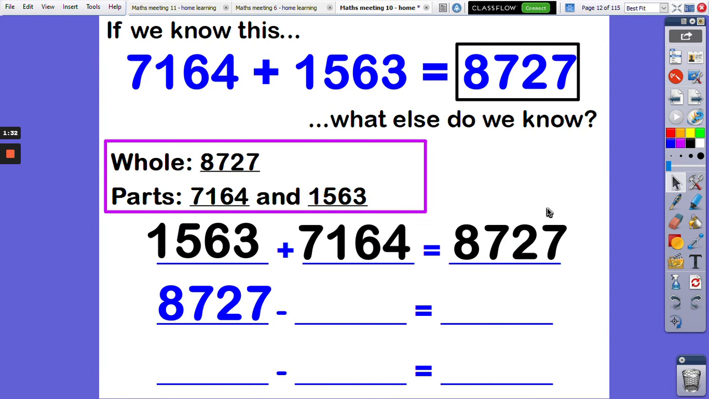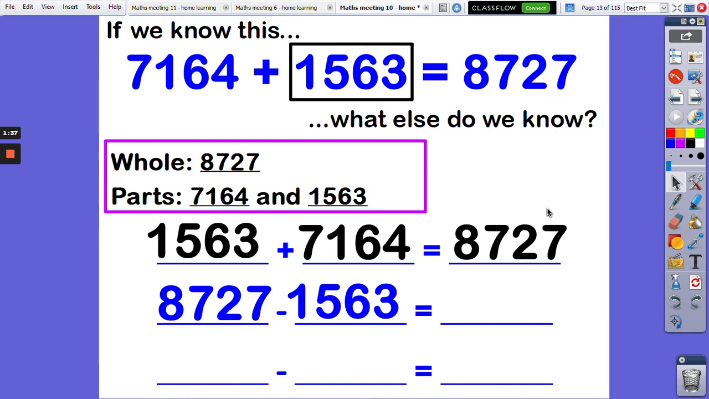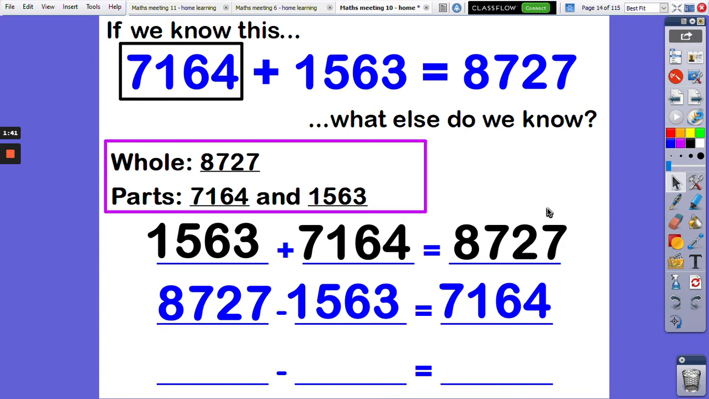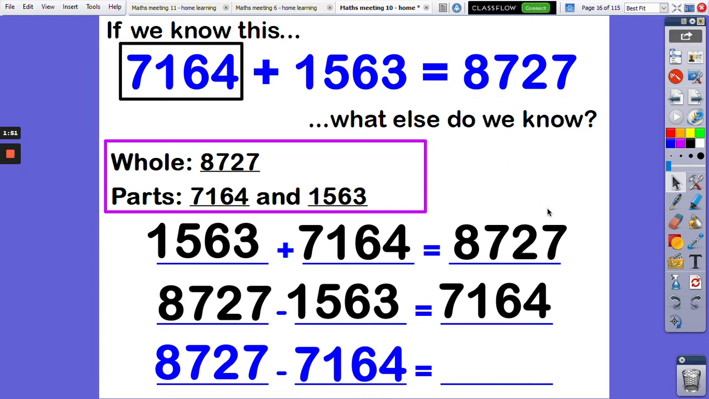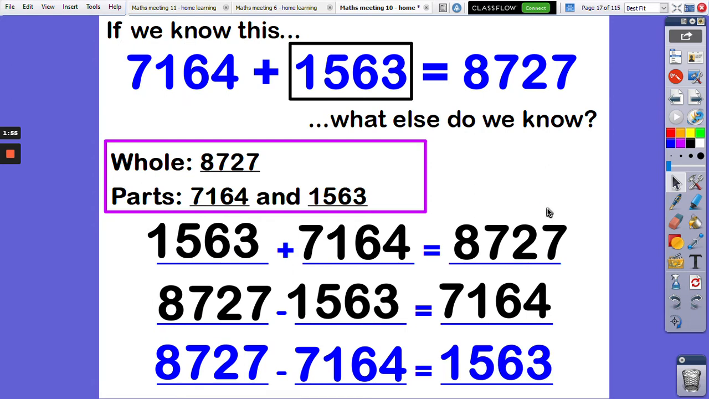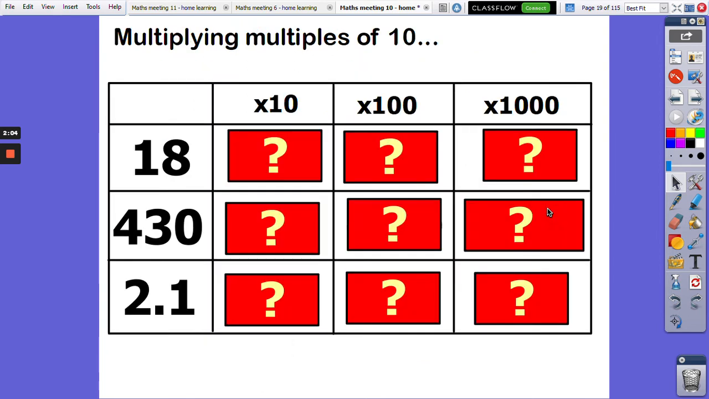Again, we start with our whole. Now, 8,727 is made up of two parts. One part, 1,563. And if we take that part away, we're left with 7,164. And lastly, again, we're going to start with our whole, 8,727. Take away one of our parts, 7,164. That leaves our last part, 1,563. There are three calculations and our whole and our parts. Well done if you got all of those correct. Let's move on, shall we?